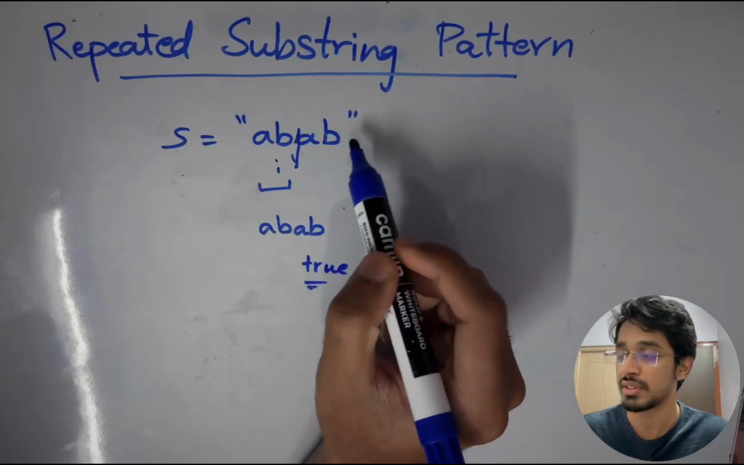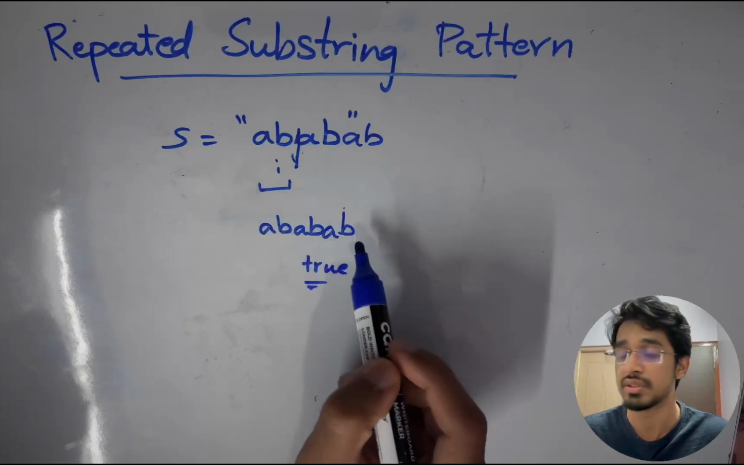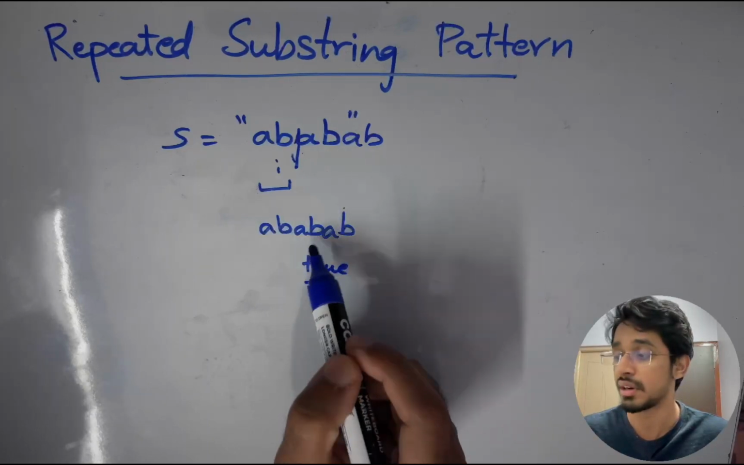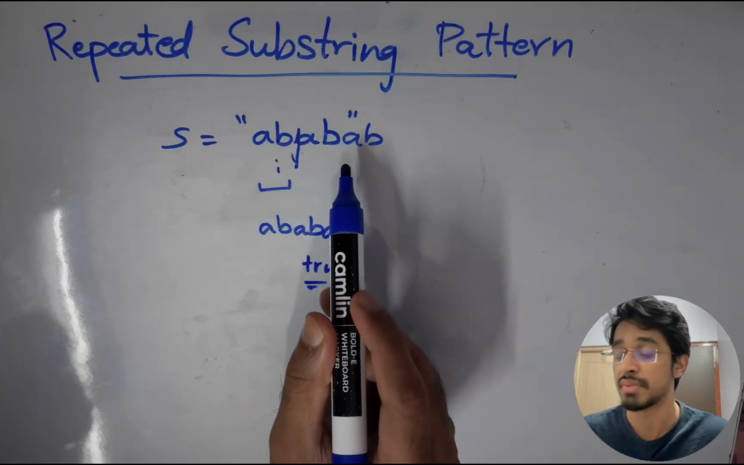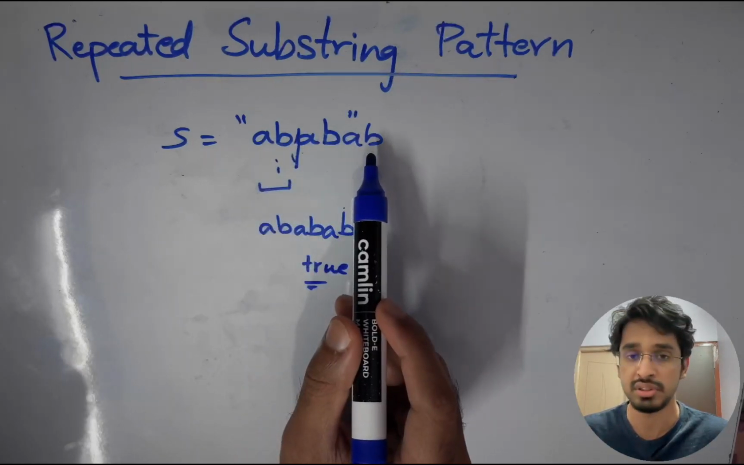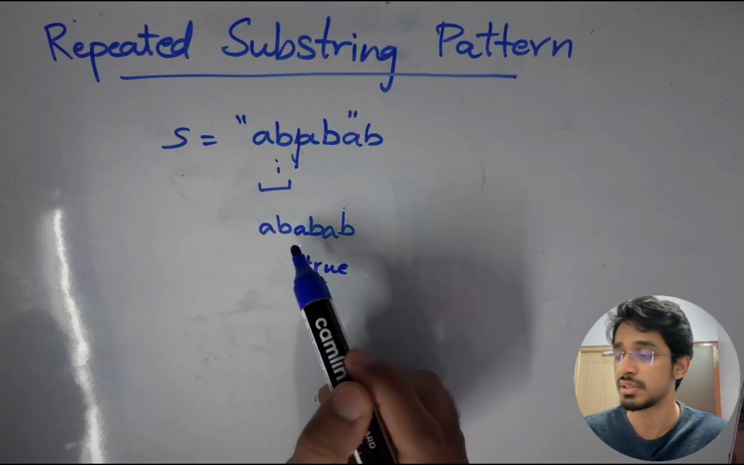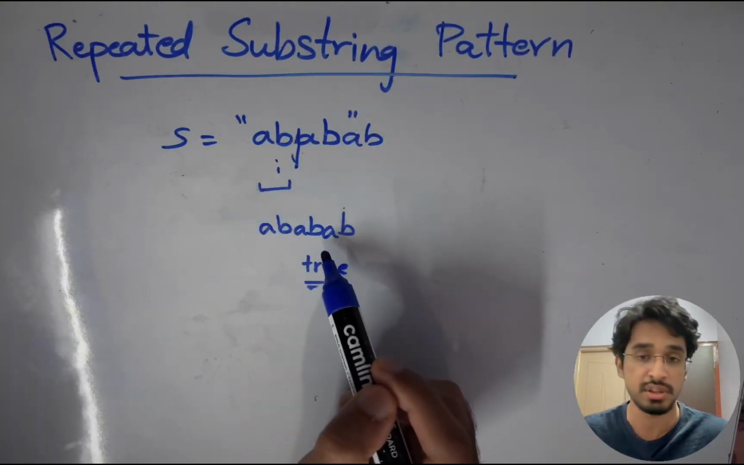If let's say there is another AB over here, we again append another copy to this, and then check if this still matches the string. So we can just calculate the length of the string, and based on that create multiple copies and check if the string could be formed by this particular substring.